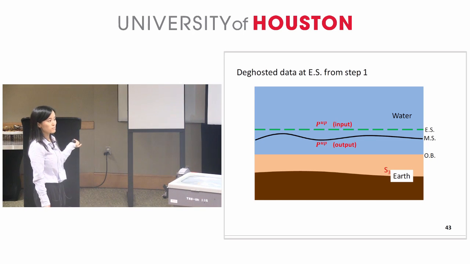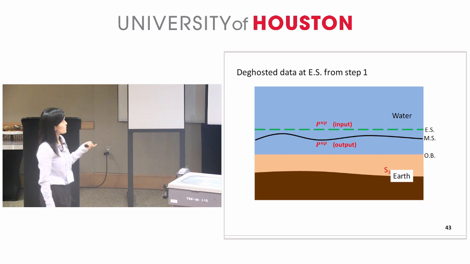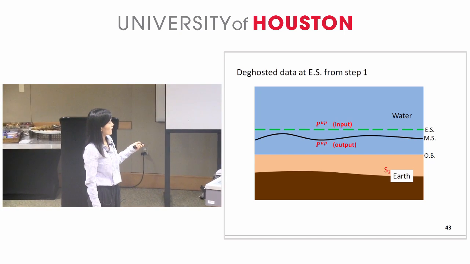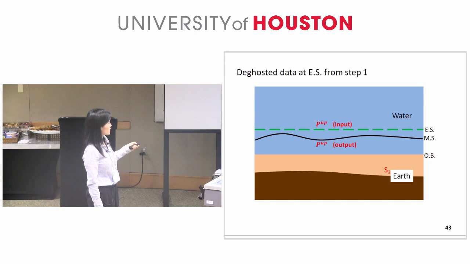It's exactly the same thing here. You have the predicted outgoing one-way wave from the first step at this evaluation surface, and the objective is you would like to deghost the data on the cable, or predict the outgoing one-way wave at this cable.